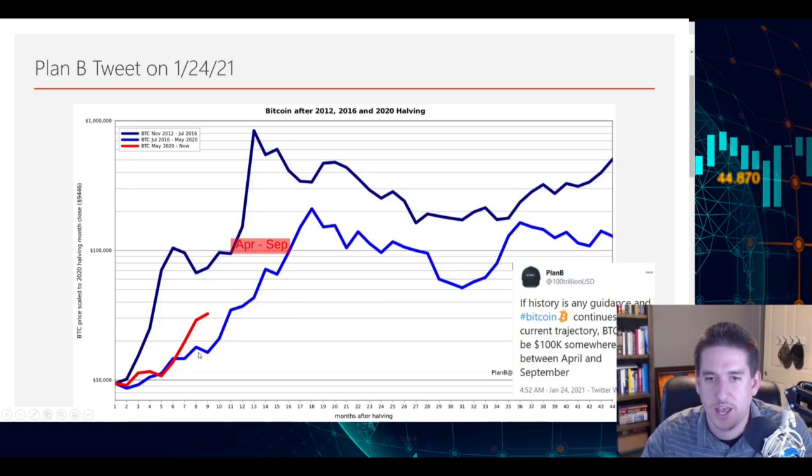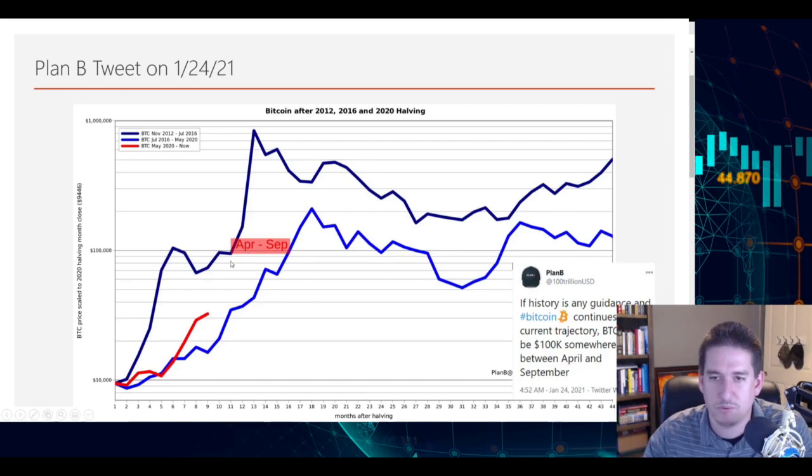This light blue line is the halvening that occurred in 2016, and then it comes out to May 2020. So if you were around for the 2017 Bitcoin bubble, that's this time right here, this graph coming up here. And then this dark blue line, that's 2012, and then out to 2016. And you can see right now the red line is where we're at. So May 2020 halving, and then we're coming up here, and he thinks it will hit 100K sometime between April and September.